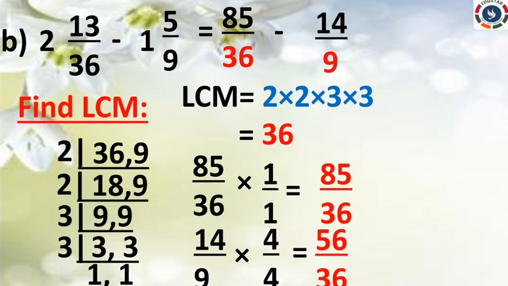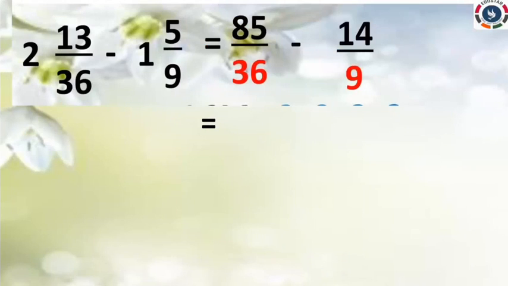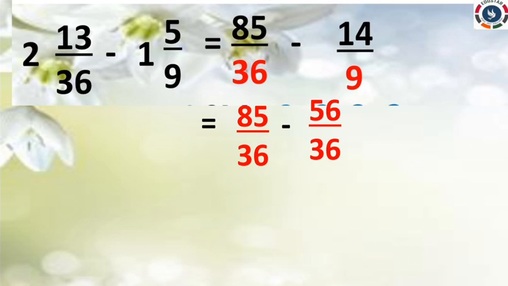You take and write all those answers. So now you take and write the question. Already we found 2 13 by 36 minus 1 5 by 9 equal to 85 by 36 minus 14 by 9. So we get the value 85 by 36. The same value 85 by 36 minus 14 by 9. What value do you get? 56 by 36.